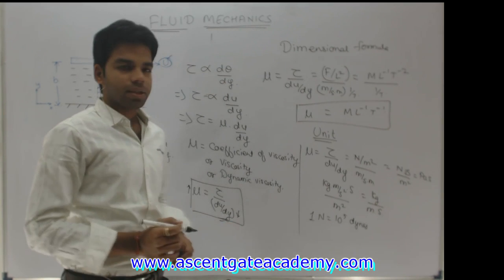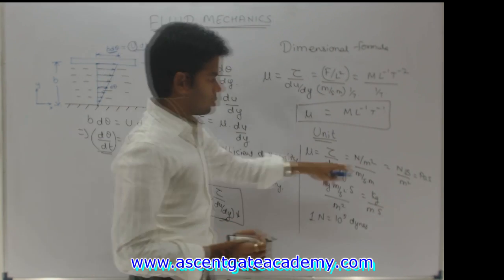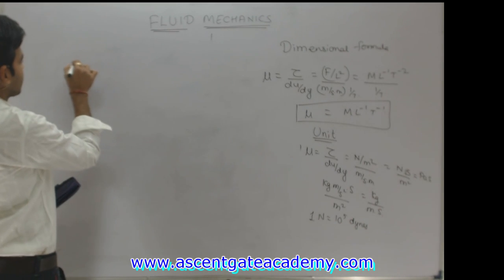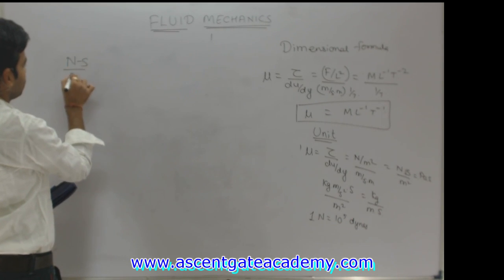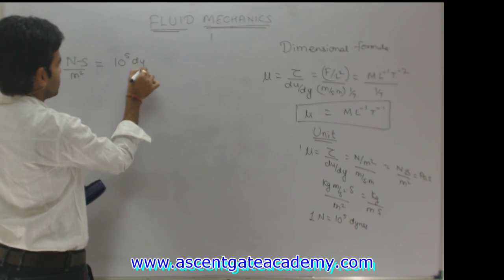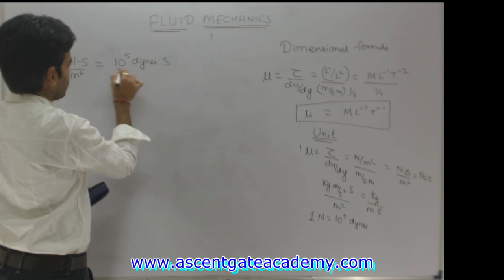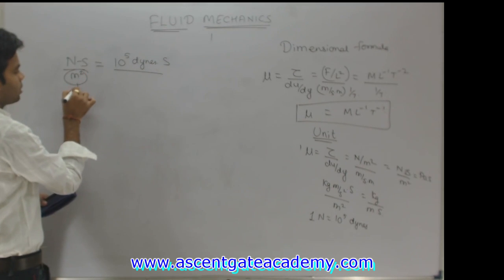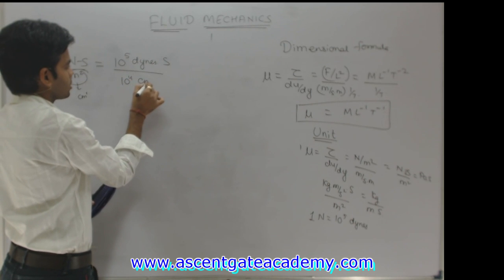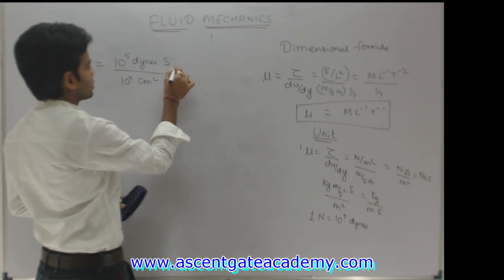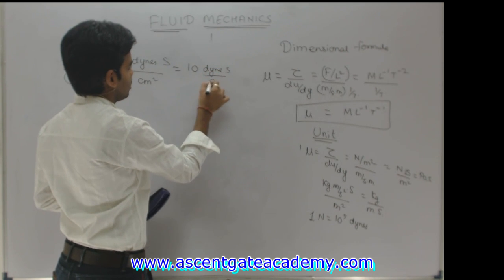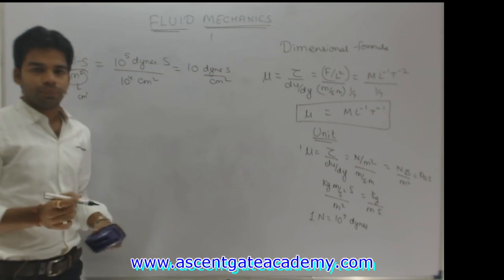In terms of dyne per centimeter square, we are converting this. So Newton second per meter square. What will be Newton second per meter square? This can be further written as Newton is 10 raised power 5 dynes, second, meter square. If converted to centimeter square, this will be 10 raised power 4 centimeter square. Or you can say this is equal to 10 dyne second per centimeter square.